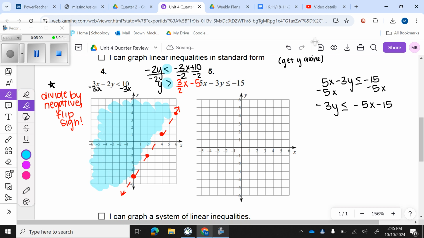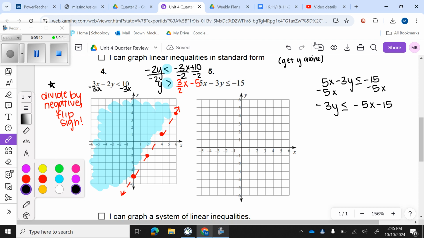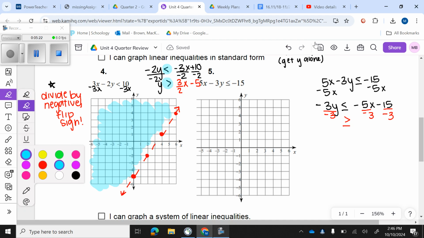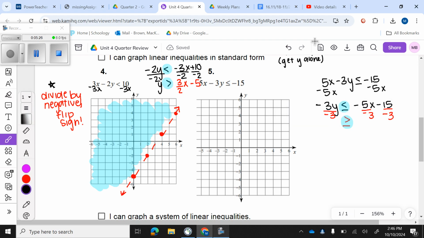All right, so back on number 5, I still have got to divide everything by a -3. Anytime you divide an inequality by a negative, you have to go in and flip the sign. Okay, so make note that we flip the sign. So I'm going to have y is greater than or equal to. We want to leave our slope as a fraction because we want to do rise over run. But I do know that a negative over a negative is a positive, so I'm going to have 5 over 3x, and then -15 over -3. You'll just use the fraction button as a +5.